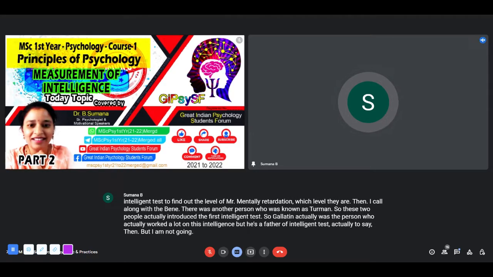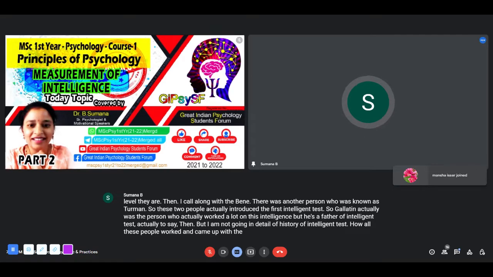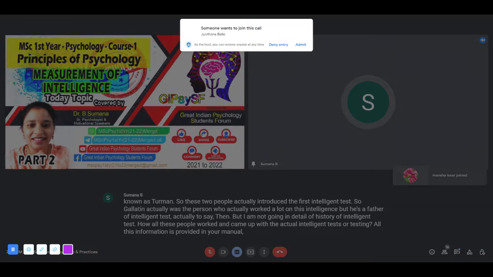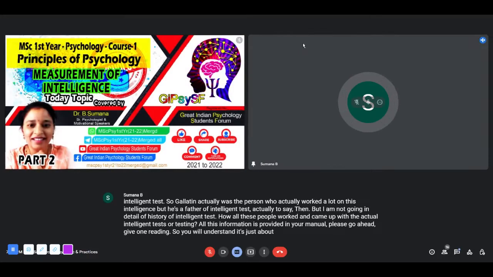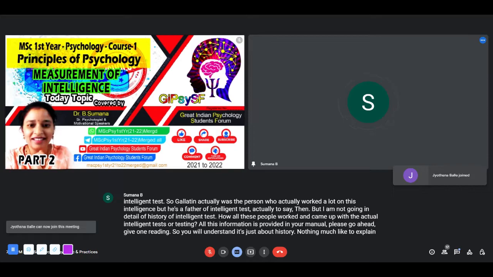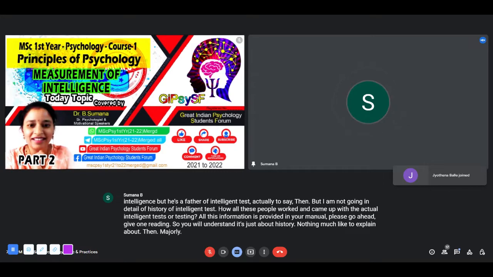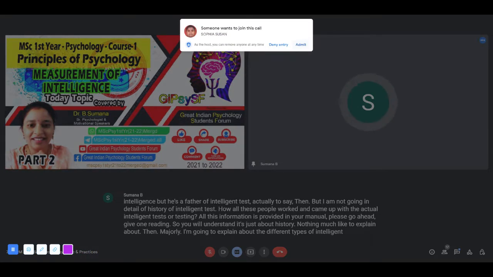But I am not going into the detail of the history of intelligence tests, how all these people worked and came up with the actual intelligence tests. All this information is provided in your manual. Please give it one reading and you will understand. It's just history, nothing much to explain. Majorly I'm going to explain the different types of intelligence tests and how they assess.